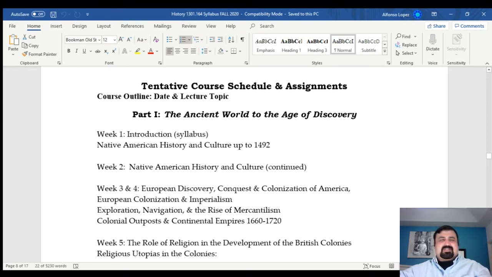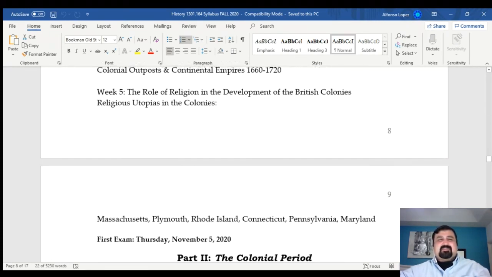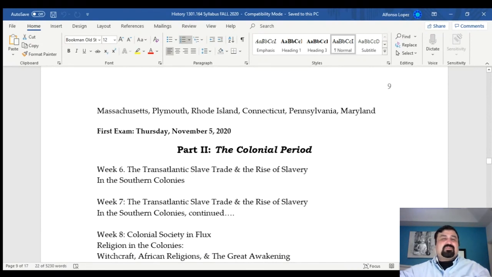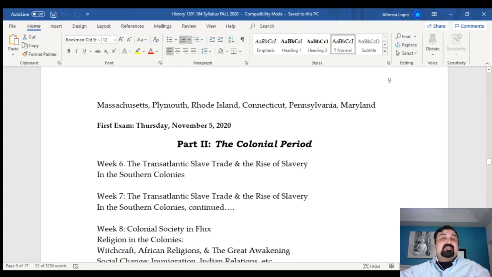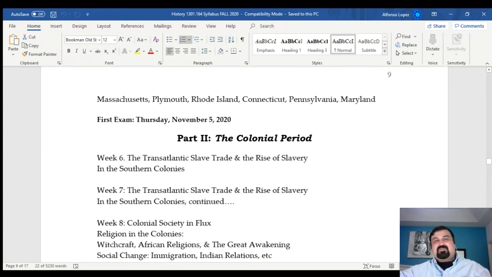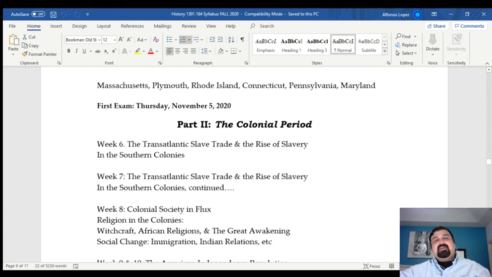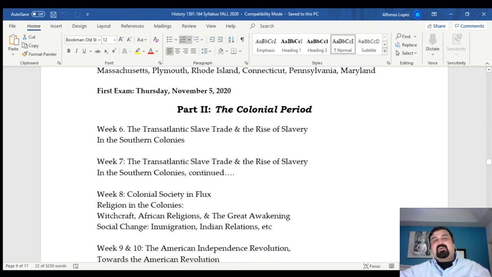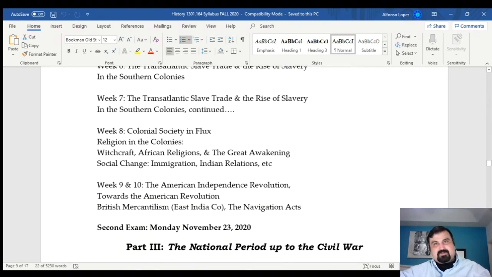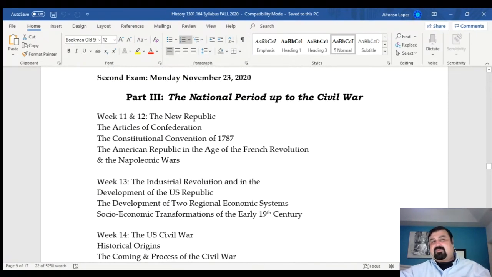Now, again, there's here a kind of tentative course schedule, again, that tells you the topics that are covered and when the first exam is due. It tells you the first exam is due November 5th, Thursday, okay? The first exam, again, you must submit the answers for the first exam on November 5th. And then it tells you that, well, then you will go into the colonial period, the topics we covered on the colonial period. And then when we have the second exam is due on Monday, November 23rd, okay?